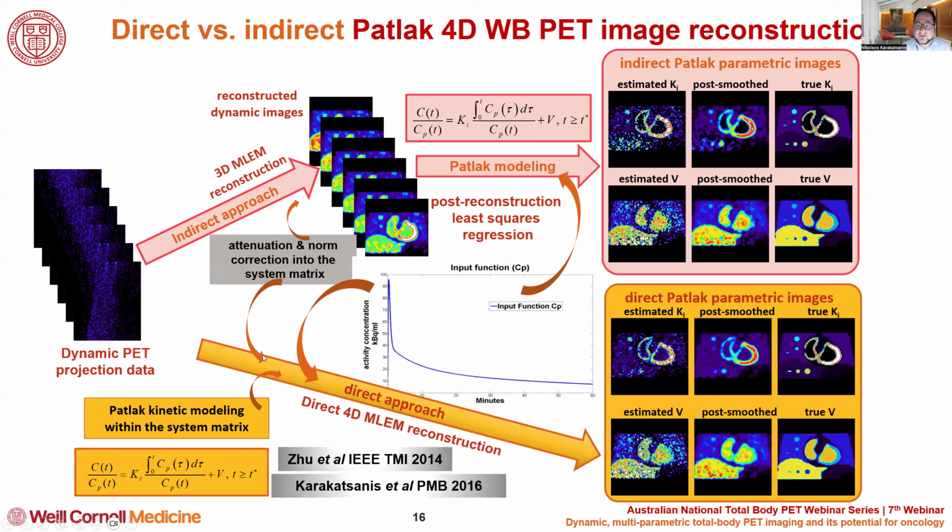However, there is a way where we can incorporate this Patlak model inside the reconstruction and directly reconstruct the parametric images without having to go first through the dynamic image domain. And we can directly go to the parametric image domain. And this significantly helps handle the noise and improve the signal-to-noise ratio in our final parametric images and avoid having false positive lesions, as you can see here in this example.